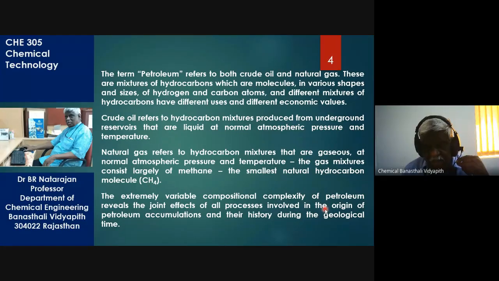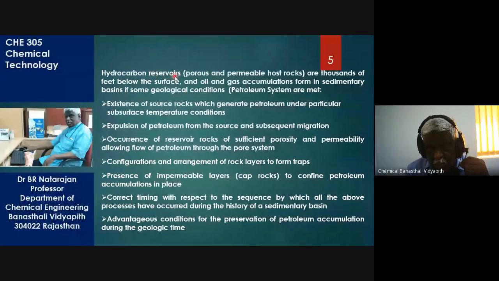The extremely variable compositional complexity of petroleum reveals the joint effects of all processes involved in the origin of petroleum. Remember, crude oil consists of a whole kitchari of hydrocarbons, and how complex they have been formed has something to do with the origin of petroleum. We will see quickly how petroleum crude oil originated. We'll come to that. And hydrocarbon reservoirs are porous and permeable host rocks.